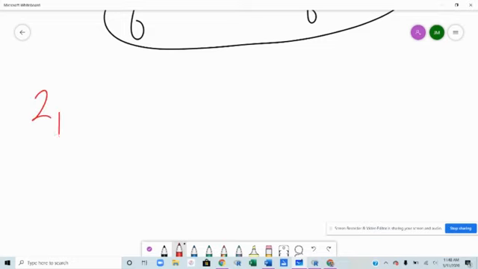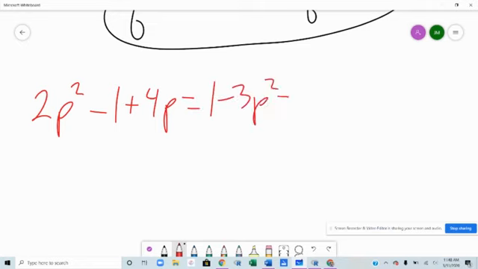All right, so 2p squared minus 1 plus 4p equals 1 minus 3p squared minus 5p. Now in this one, as we notice, we're not in standard form. We have 3 terms over here and 3 terms over here on both sides, so it doesn't matter which one you want to move to which side. So just because I know a lot of you like to move things over to the left side, we can do that. So we're going to subtract the 1 and subtract it from its like term.